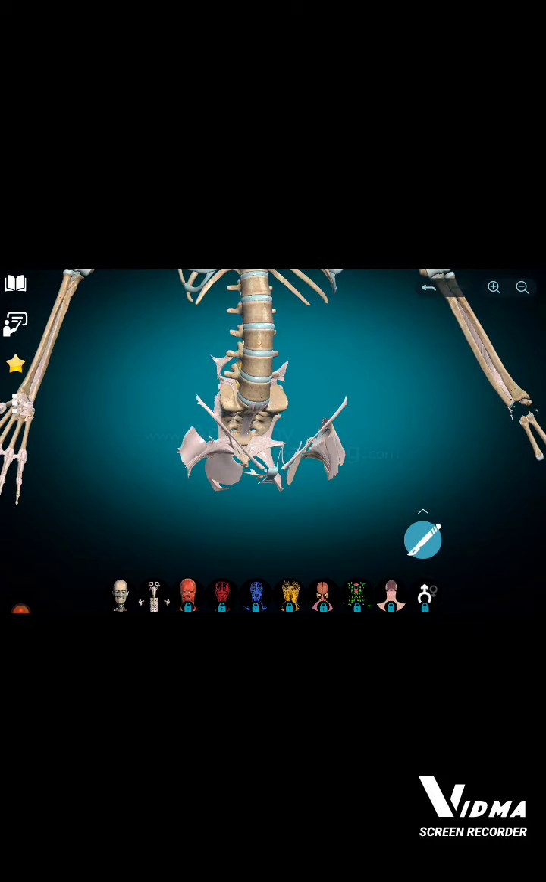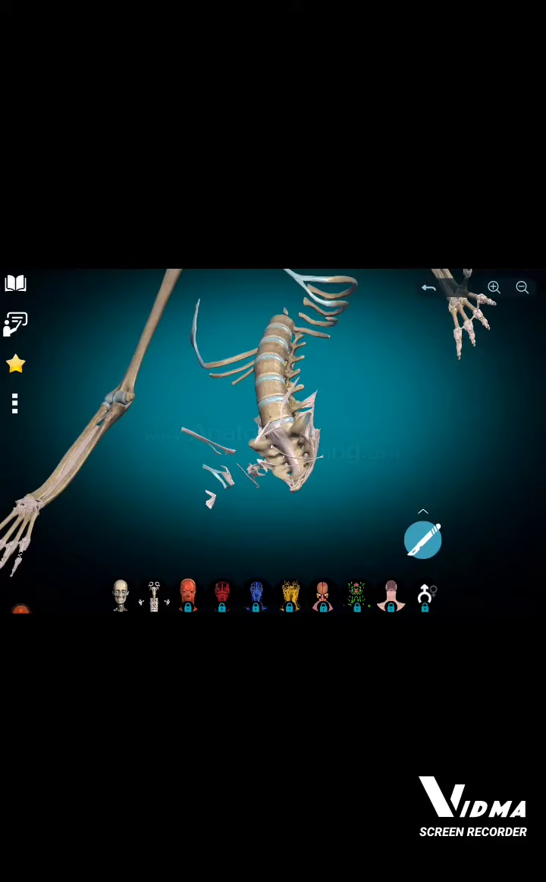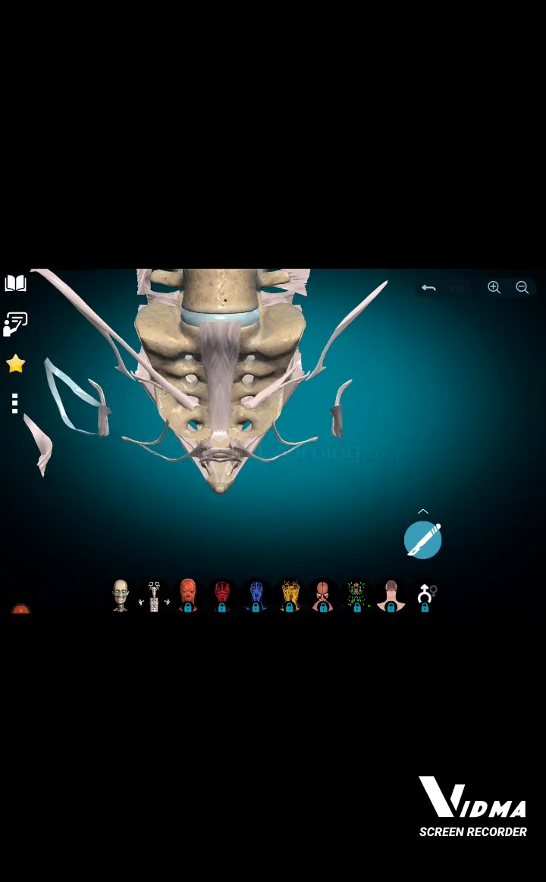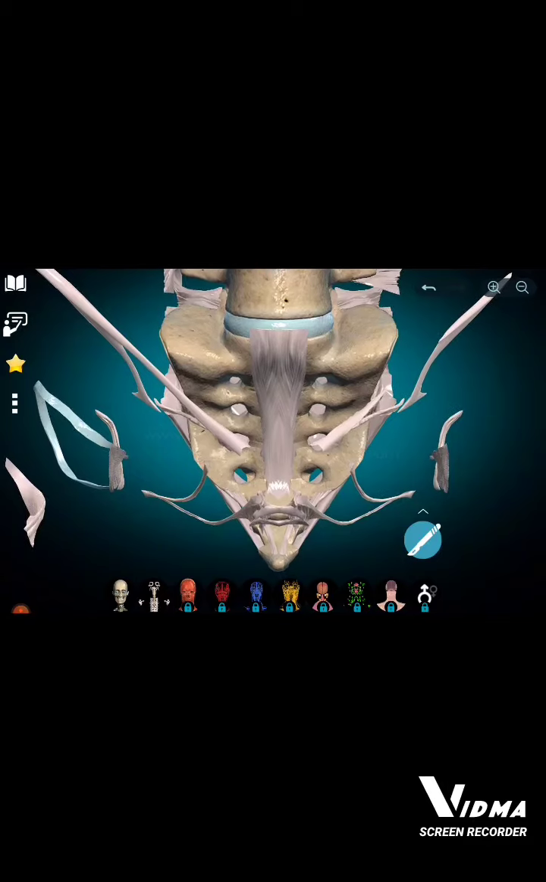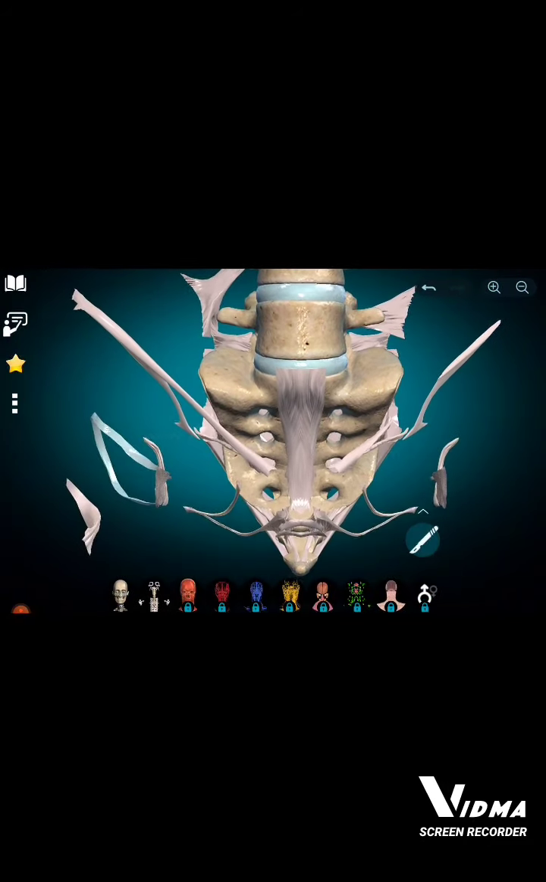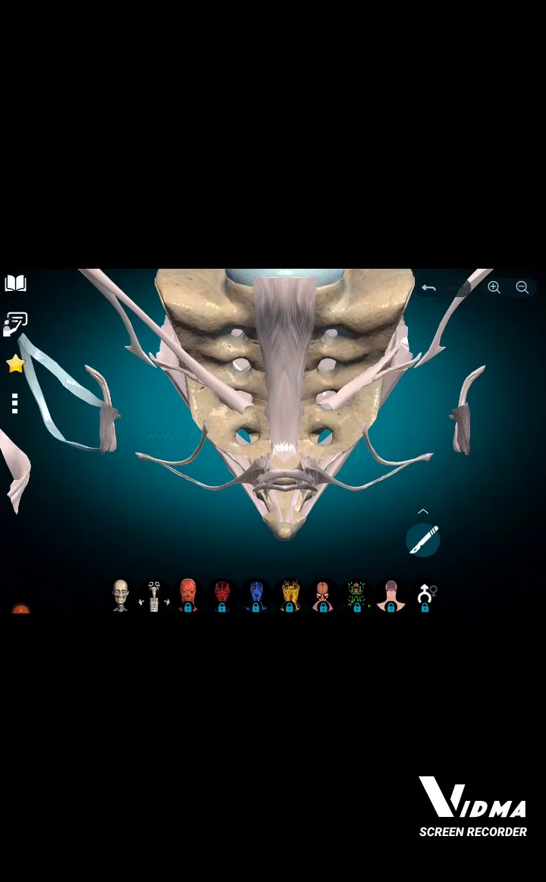Sacrum. See this one, sacrum. This 25th vertebra is fused by 5 bones. 1, 2, 3, 4, 5. The fusion of 5 bones forms the sacrum.